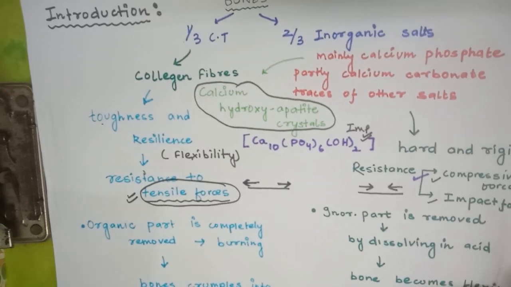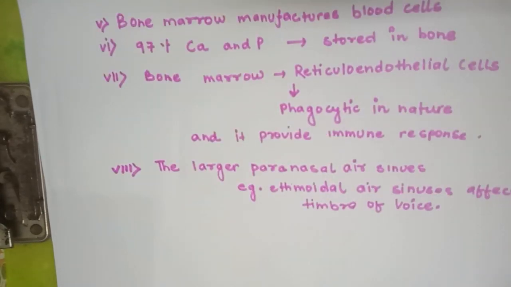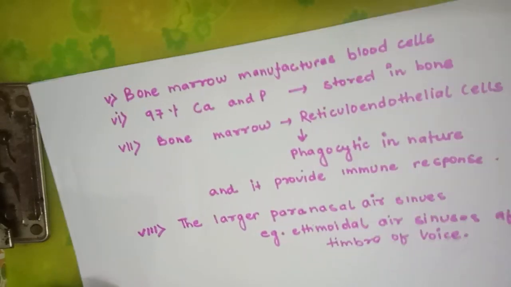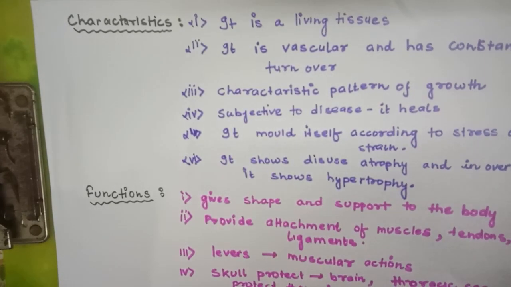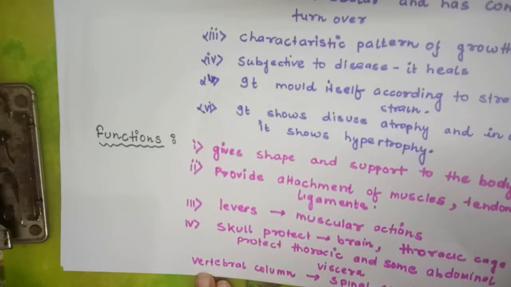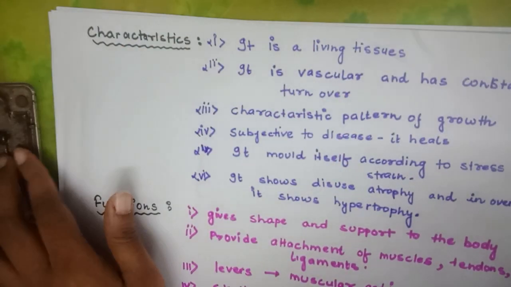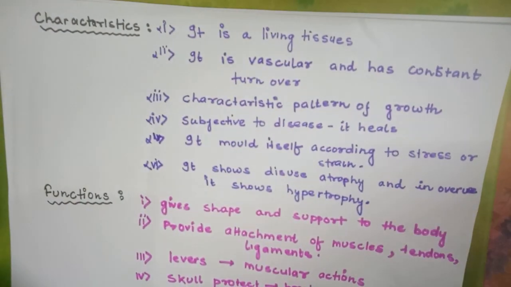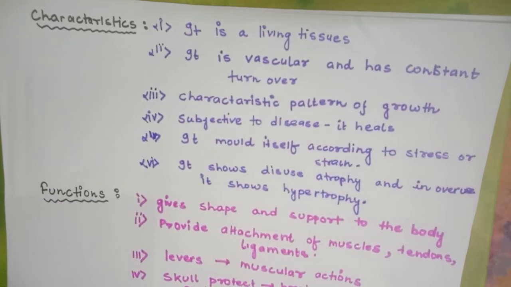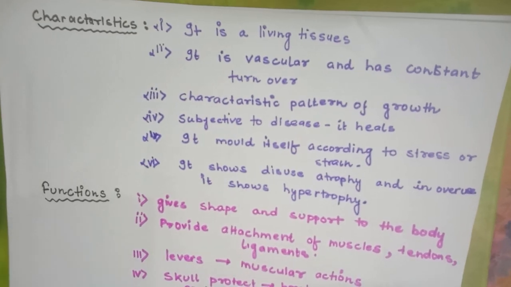Now let's study the characteristics of bones. Okay, bone is a living tissue. First characteristic is that bone is a living tissue.